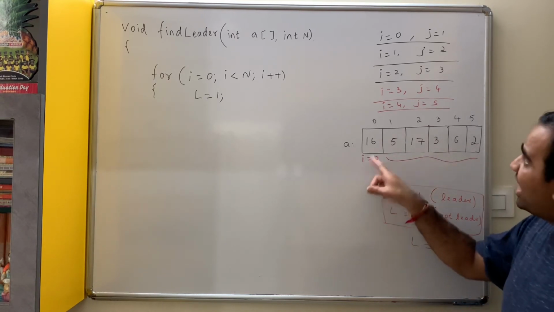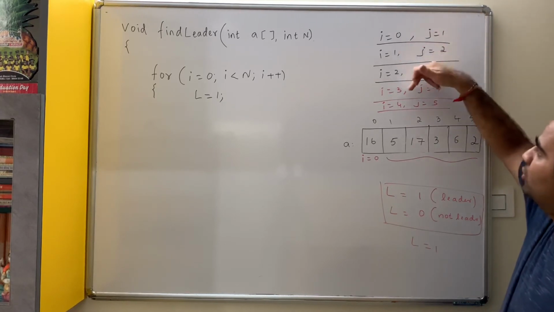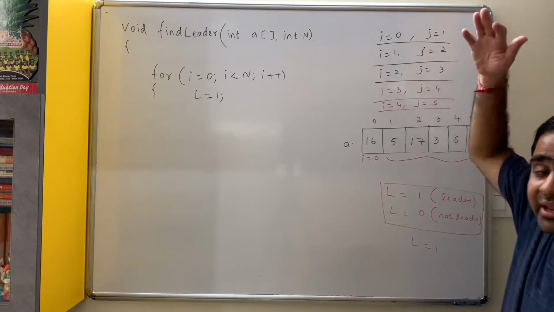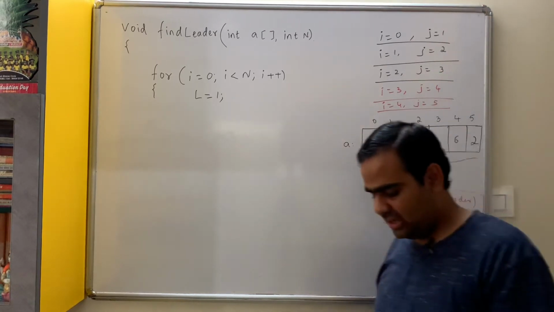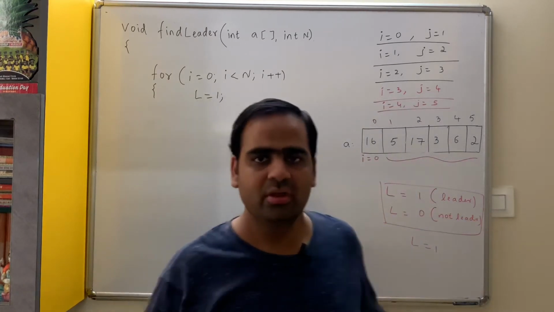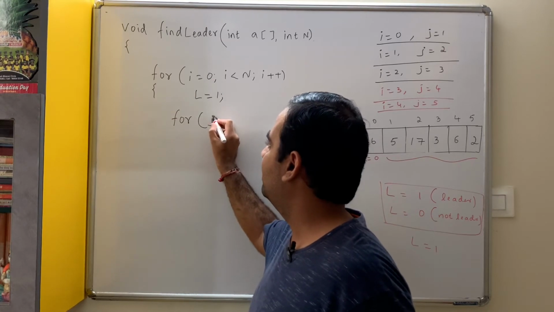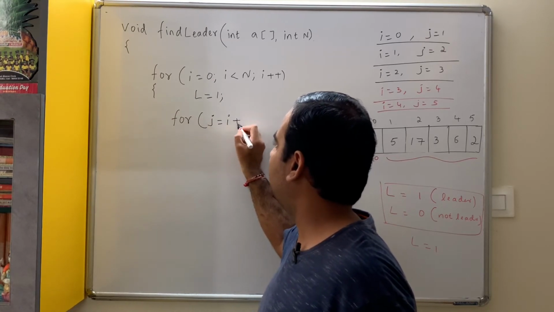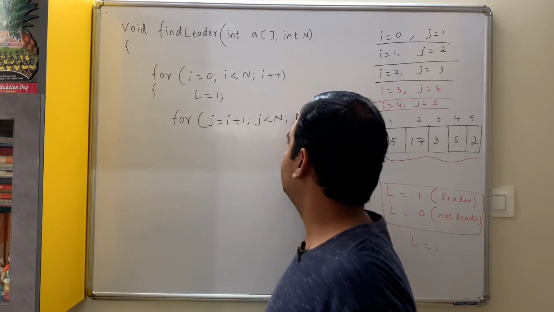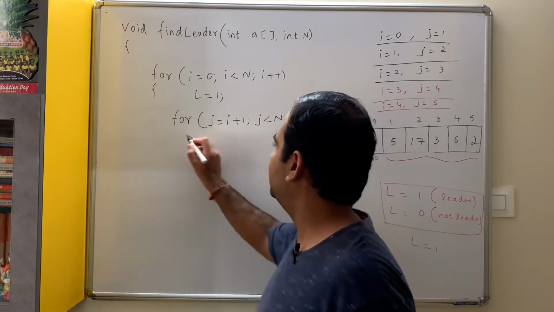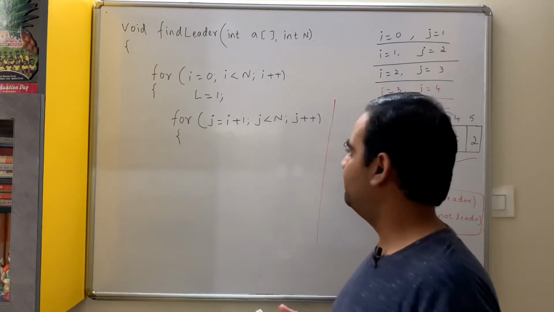Now see here, if the value of I is 0, we begin J with 1; if I is 1, we begin with 2, then 3, then 4. In general, if it is I, we begin J with I plus 1. Therefore, I say for J is equal to I plus 1, I have to search all the elements on RHS. Therefore, it is J less than N and J plus plus.